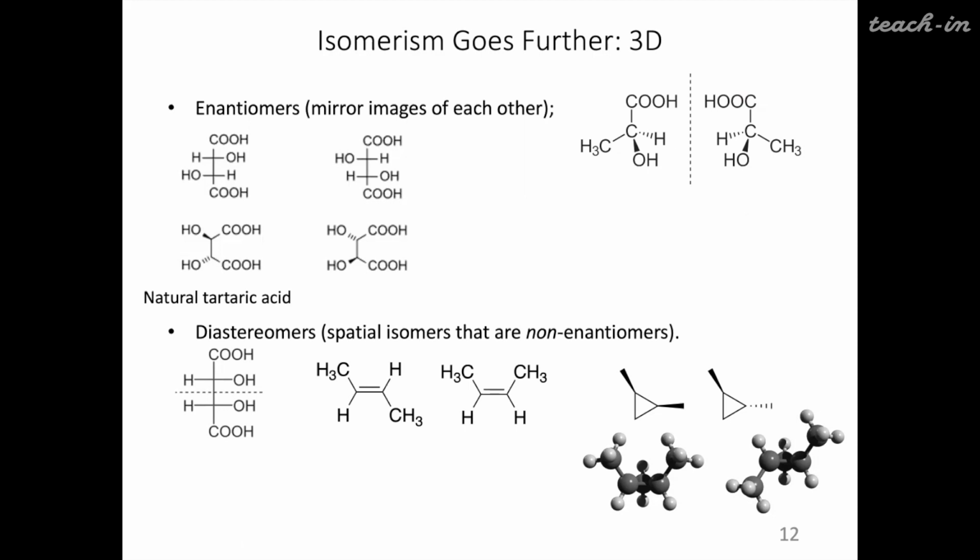There are also diastereomers, so these are spatial isomers which are non-enantiomers, like E and Z, or we can have more unusual cases of diastereomerism that are caused by the presence of a small cycle in the molecule.